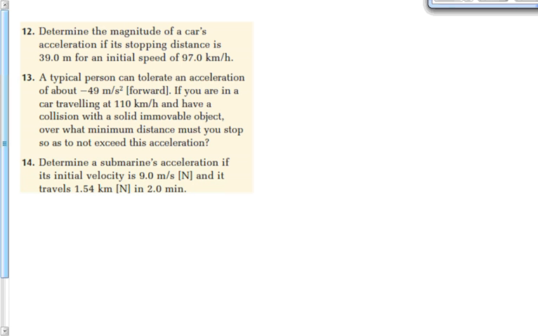All right, 12, 13, and 14. 12 first. It says, determine the magnitude of a car's acceleration. The stopping distance is 39 meters for an initial speed of 97 kilometers per hour. Circle it. Use your ugly highlighter or whatever. Draw attention to the fact that it's something that's got to be changed. So what do we got here? 39 meters. What's that?